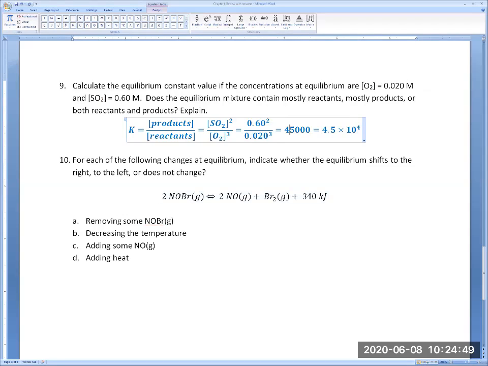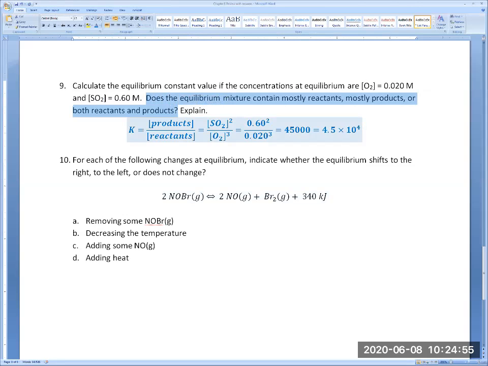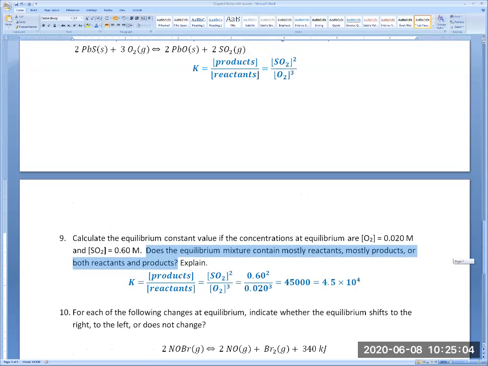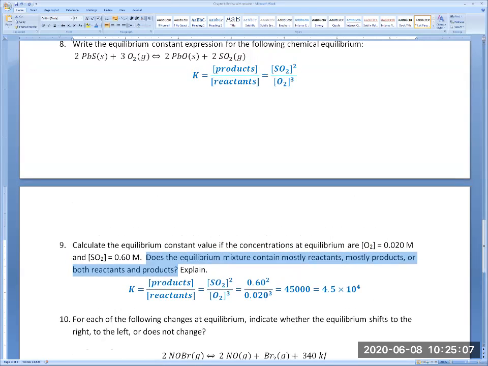Okay. So there is another question. Does the equilibrium mixture contain mostly reactant, mostly product, or both reactant and product? The reason we calculate this equilibrium constant is because it has a meaning, right? And we've learned, or maybe you have started to learn, that when it's a large value like that... So can you tell me, does the equilibrium contain mostly reactant? Say reactant in chat. If you think it's mostly product, say product. Or if you think it's both, say both.